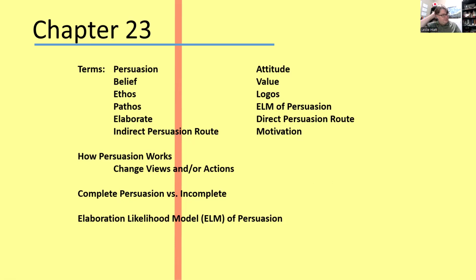All right, let's move on. Elaboration likelihood model.